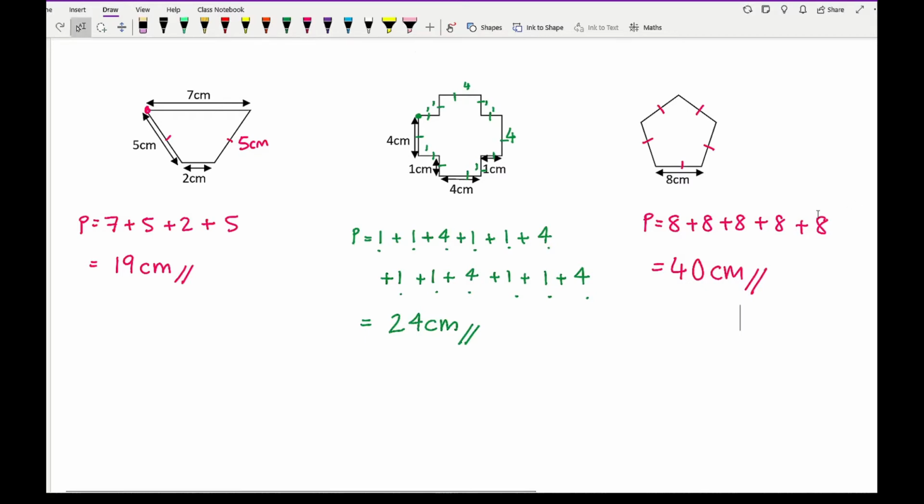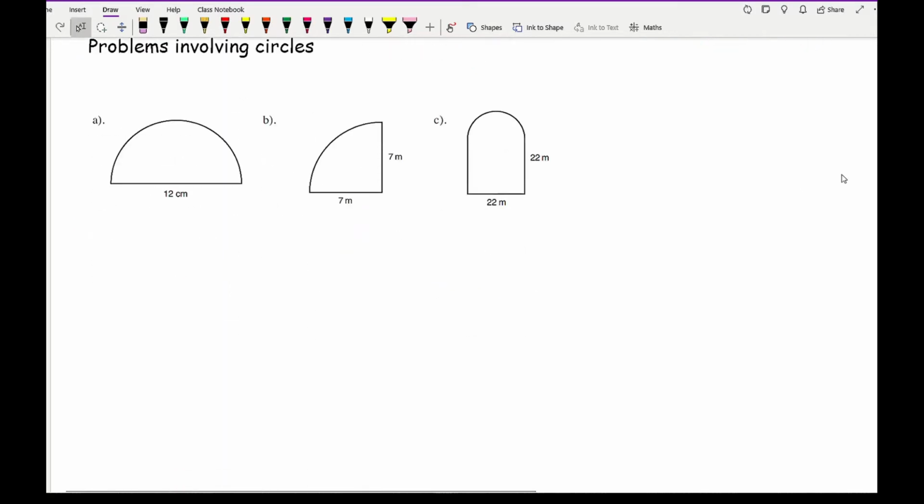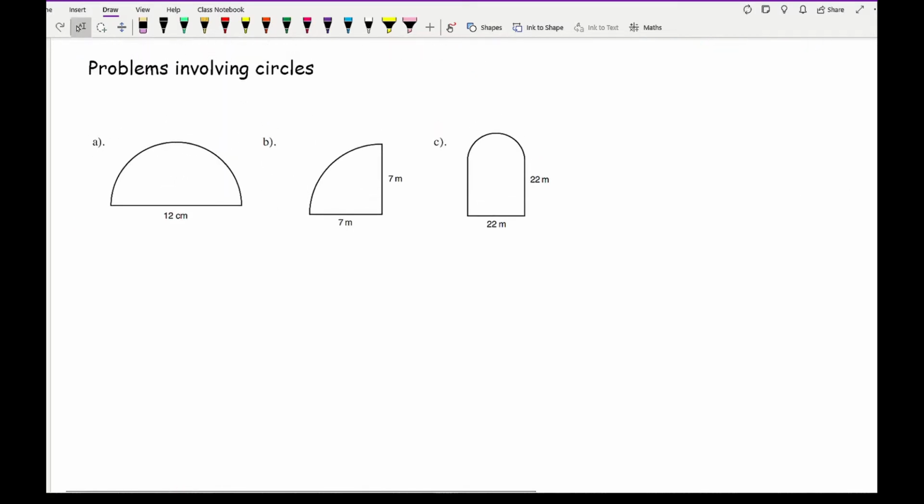Now sometimes you might get questions involving circles. Again, what you need to remember is that when you've got these types of questions, they may involve more than one part. So here I've got this curved part, which I'm just going to highlight in red, but then I've also got the straight line, which I'm just going to highlight in green.